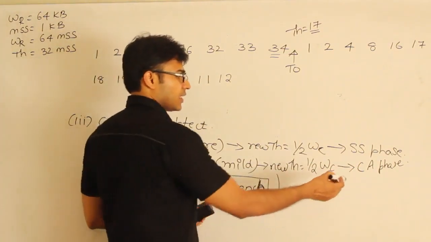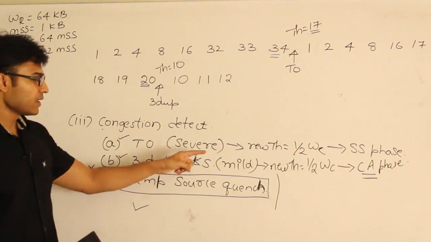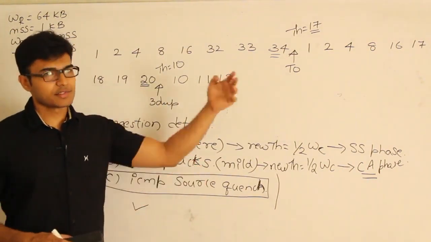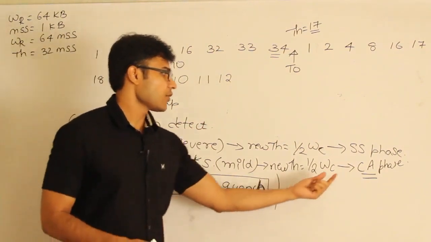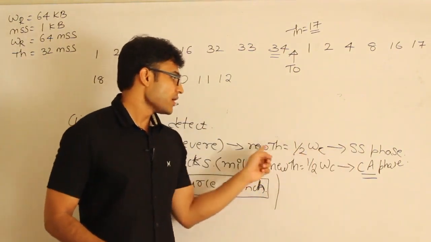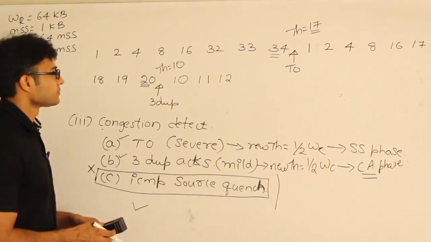It is important. So why congestion avoidance phase? 3 duplicate acknowledgements indicate that there is mild congestion, which means there is no congestion yet. There is a chance that there could be congestion. That is why you are trying to avoid it in the congestion avoidance phase. And here, why slow start? Already congestion has occurred, therefore you slow down. That is why it is the slow start phase, right?